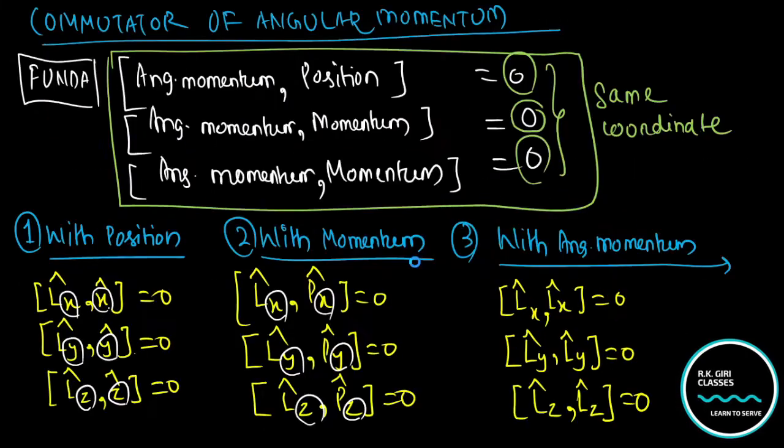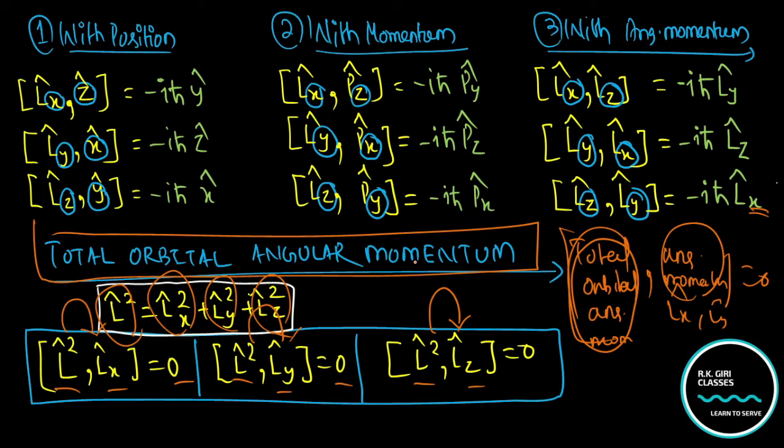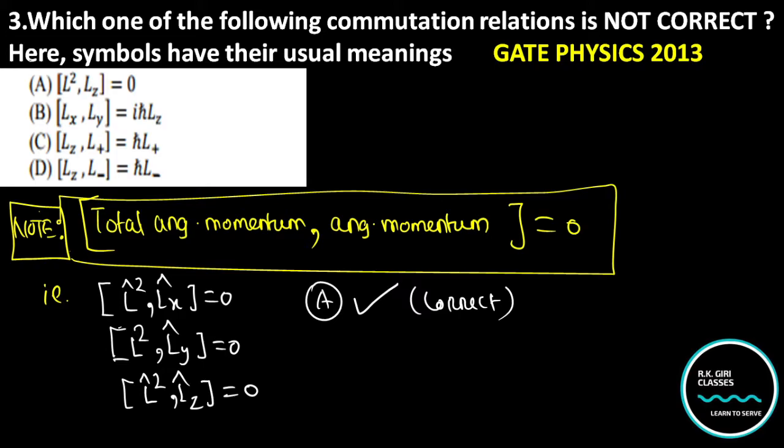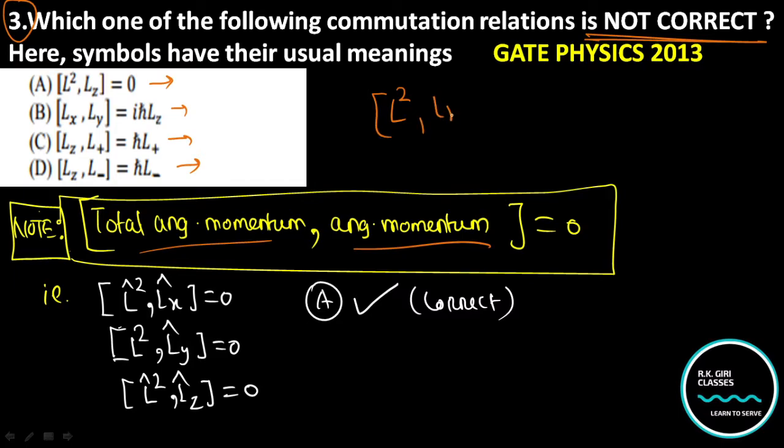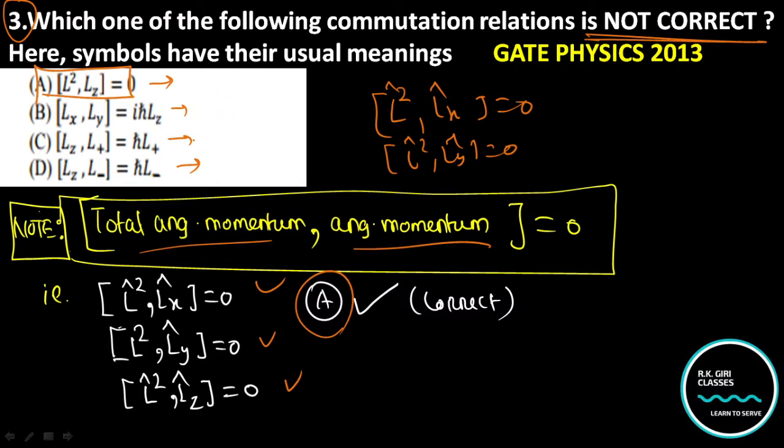Now coming to the last question, question number 3. You have to find out which relation is not correct among these. Now you know that total angular momentum always commutes with angular momentum. That means L square with Lx is equal to 0, L square with Ly is equal to 0, and L square with Lz is equal to 0. That means option A is correct, because L square with Lz is 0.